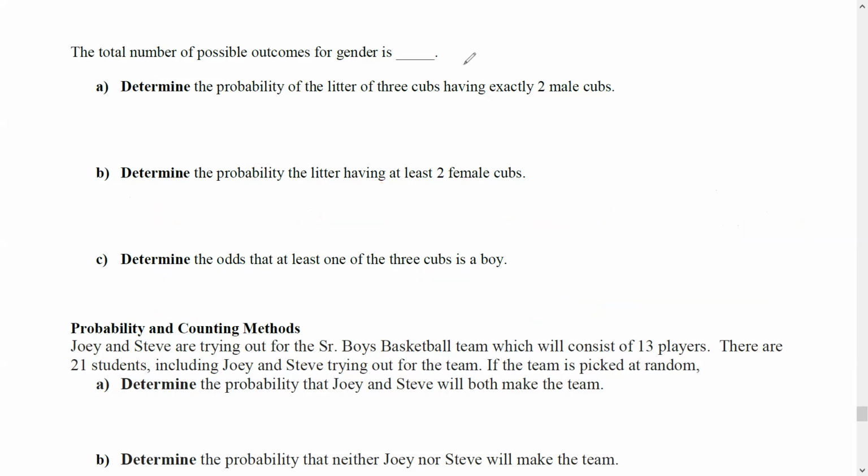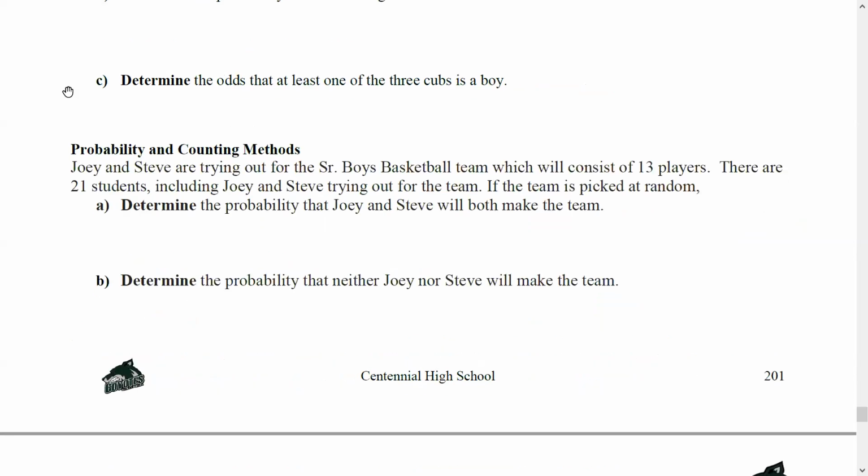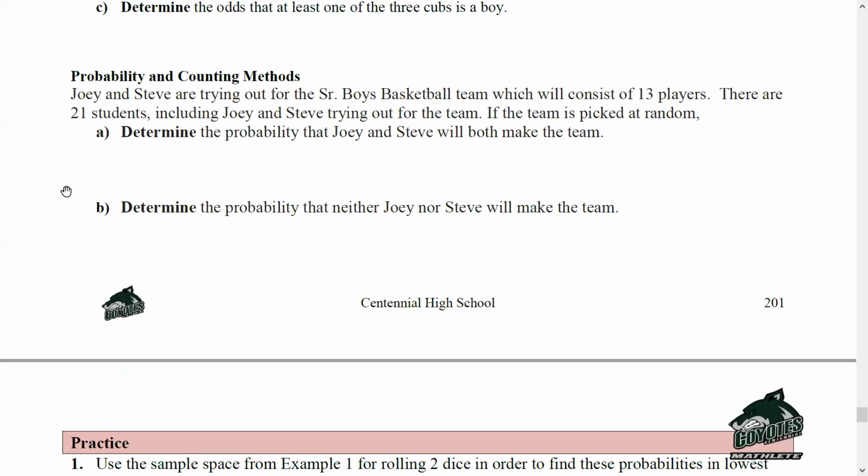One last example, and this is where we get a little bit more difficult, but not too bad. It's really important when I'm looking at these questions, and I start to read it and I go, hey, I've done something like this before. So I've got Joey and Steve trying out for the basketball team. We're putting 13 players on the team from 21 that are trying out. And it says we're picking at random.